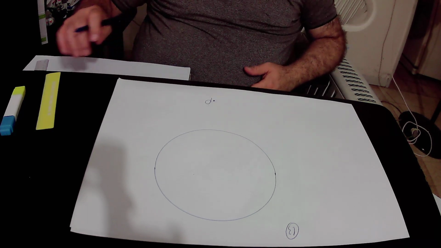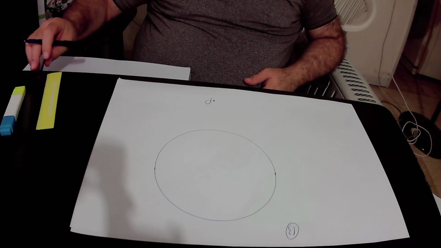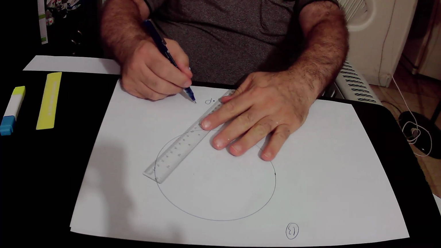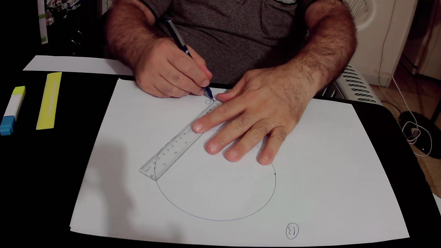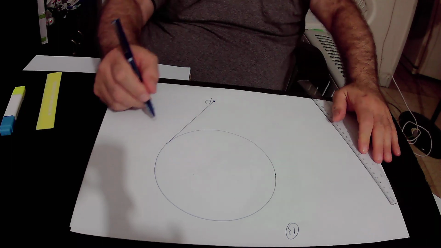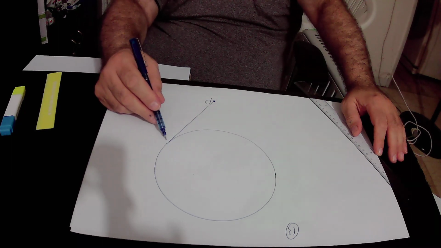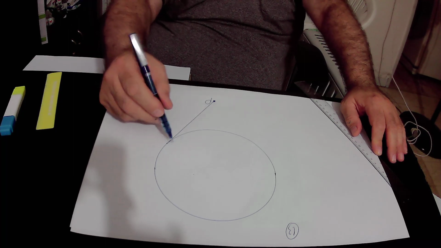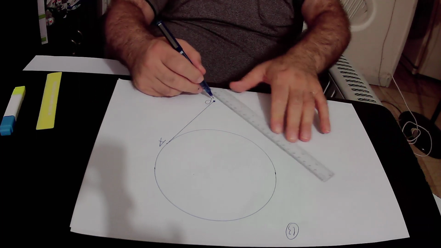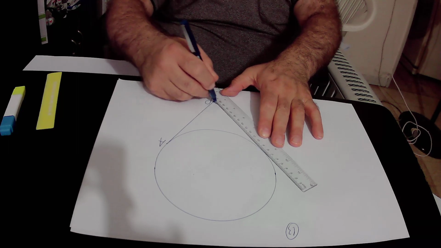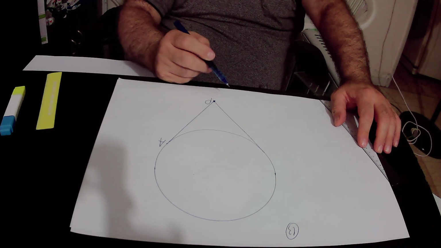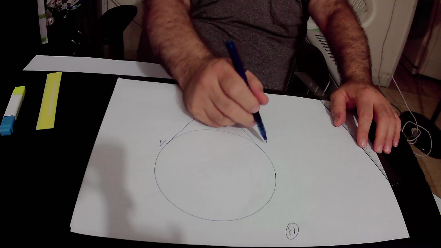So, if from point P we draw two tangents to this circle, the first tangent will be this tangent. We will define the point of tangency of the first tangent with this circle as point A, and we will draw the second tangent to this circle from point P. From point P, we will define the point of tangency of the second tangent with this circle as point B.